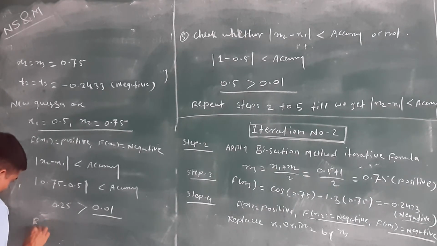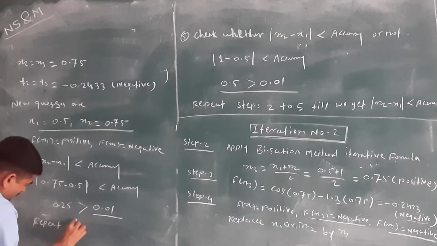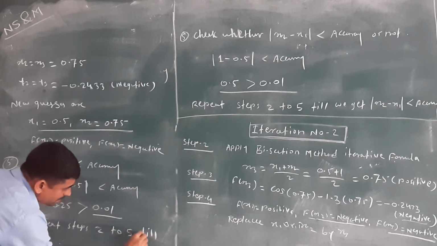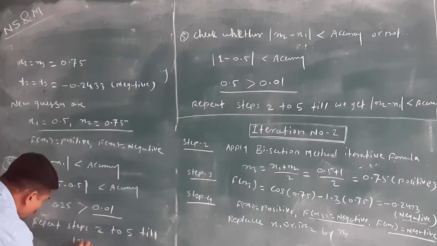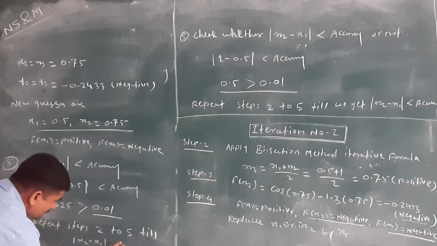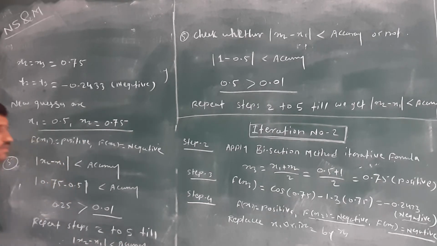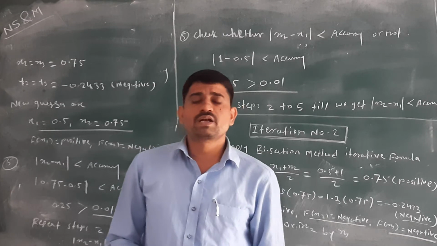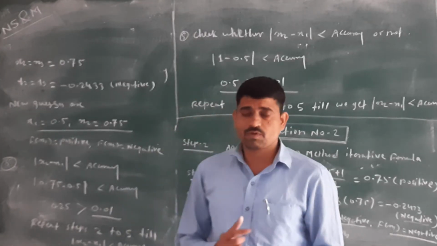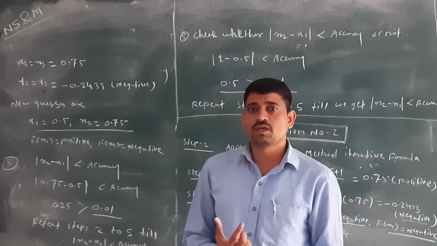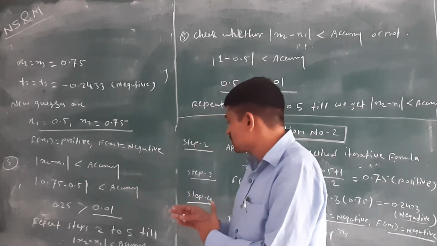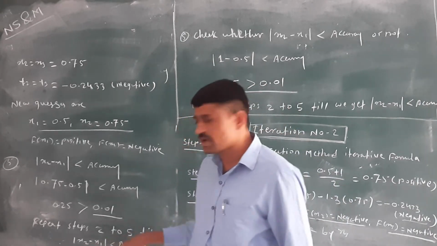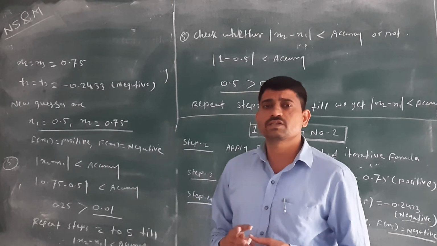Then you have to repeat the steps from 2 to 5 till we get mod of x2 minus x1 less than accuracy. Okay, you have to repeat those steps up to this. Guys, I will make one table, then after that I will upload one more video. You have to continue the iterations until this condition is satisfied. Once this condition is satisfied, then you have to stop the iteration.